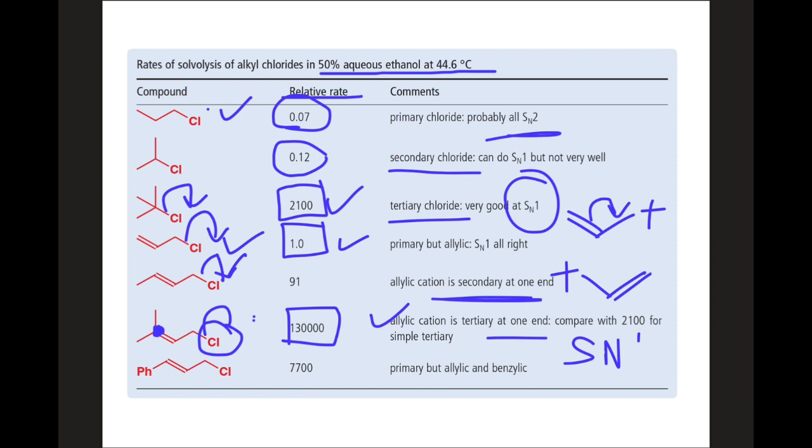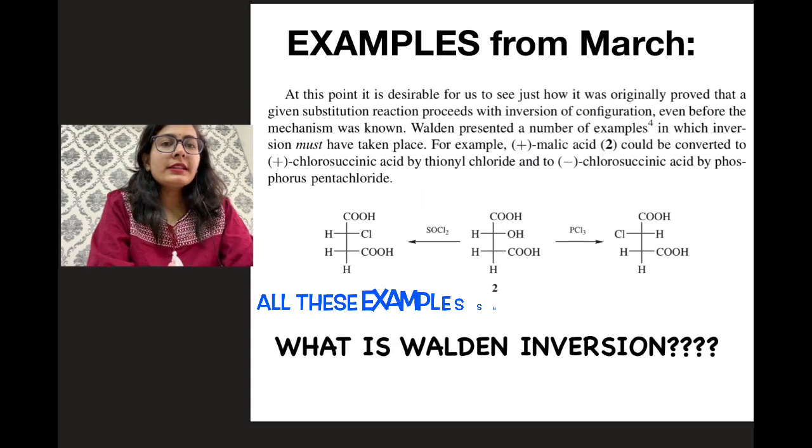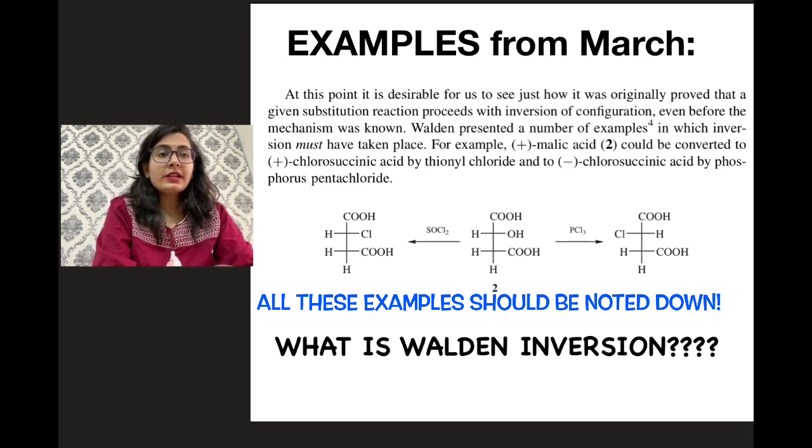It is not SN2. Similarly, this chloride, if it removes from here, then it is going to give you a primary and benzylic and allylic carbocation. So it is 7,700 times faster than this one. So there are a variety of examples that we have. Beautiful comparison done over here so that you know how much these factors are going to affect the rate of reaction. Now we are going to discuss some really important examples from Jerry March.